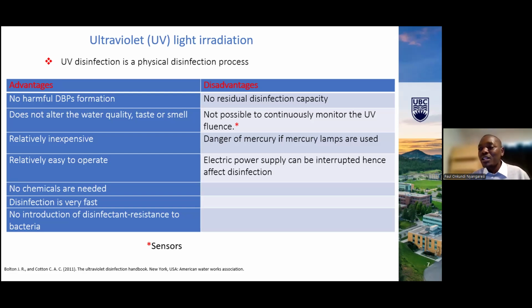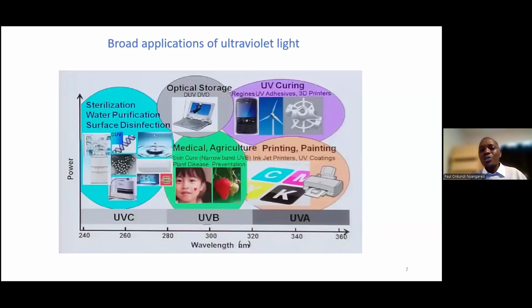And therefore that forces us to go back to our topic, where we are asking: is it really viable in low resource settings? Considering these low resource settings, they don't have enough electricity, and the one which is there is expensive, and sometimes it's not continuous. So can we really use UV in those low resource settings? There are so many broad applications of UV.